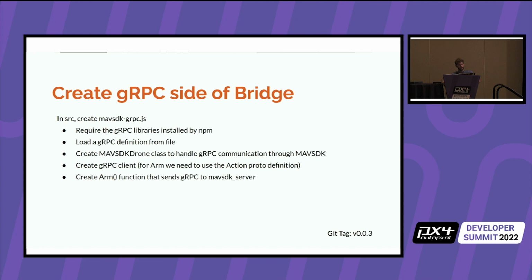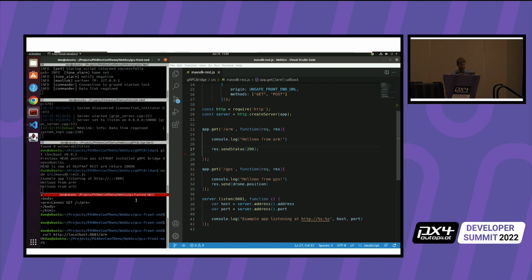We'll require the libraries that we installed via npm. We'll load the gRPC definition from the proto file. I can show you what that looks like. We'll create a class to actually manage some of this stuff and make it easy to make function calls. We'll create a client. What that client's going to do is it is the actual bit that's communicating over gRPC with the Mavisdk backend. And from there, we just need to create an ARM function for this Mavisdk drone class so that we can send the gRPC messages to the server. So we'll check out tag 3.